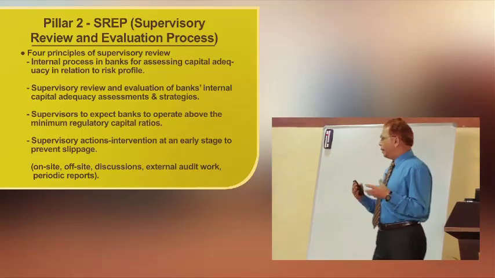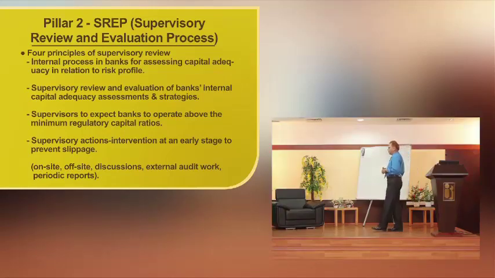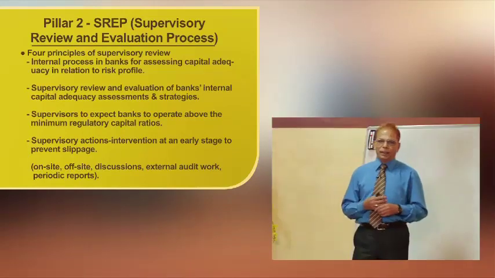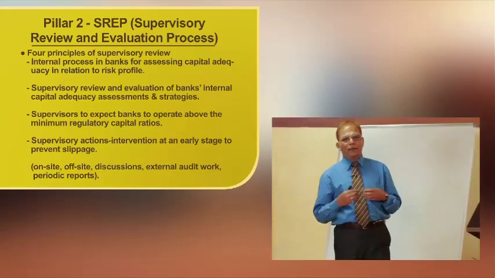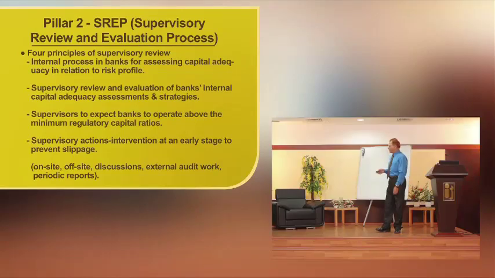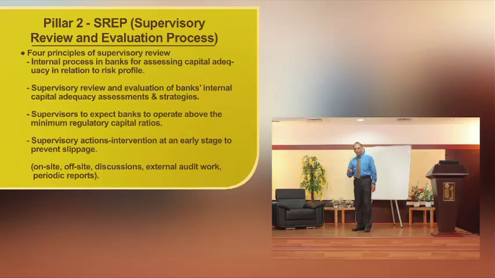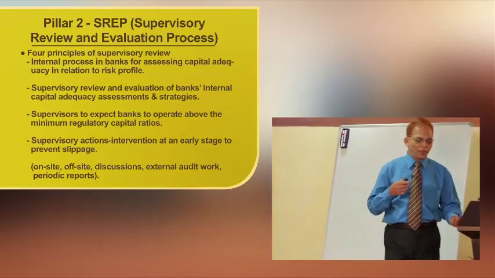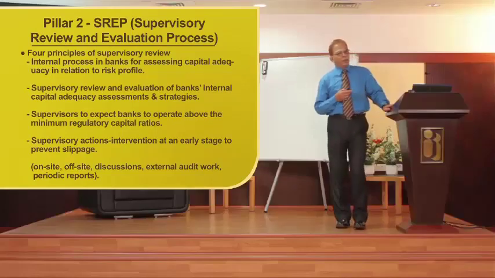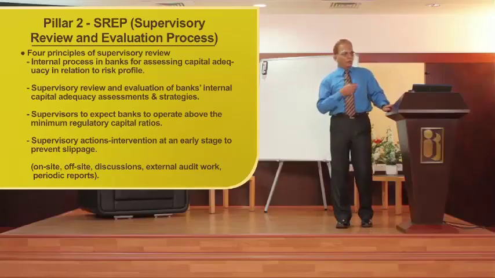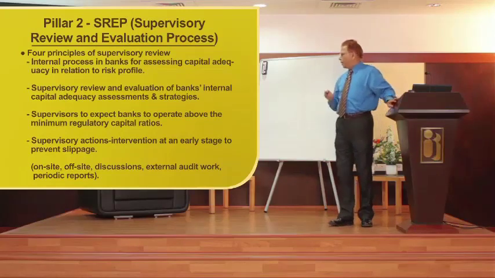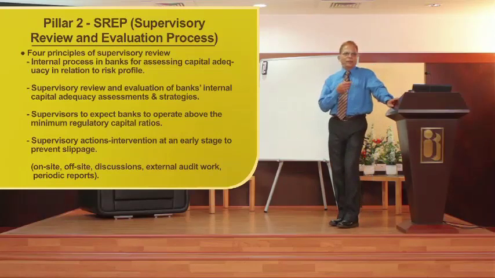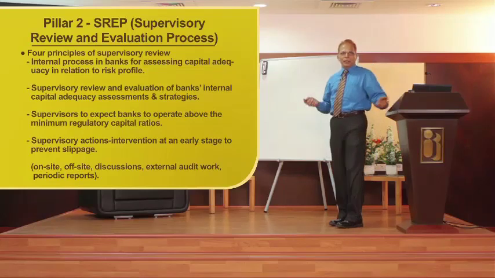And if the Reserve Bank, the regulator, finds that considering the risk the bank is facing, the capital is not adequate, they can come and stipulate additional capital. And how do they do it? They can do it through off-site supervision, on-site supervision, through discussion with the management, or through talking to the audit team, and try to find out through the public report.